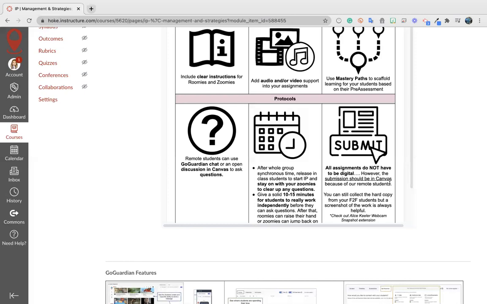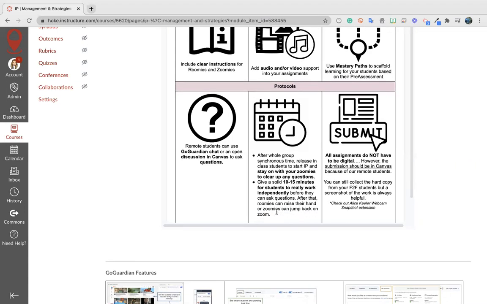And then one other thing Karen and I were talking about is give kids a solid 10 to 15 minutes to really work by themselves. So after you release them for independent practice, let them be independent. No questions during that time. Let them have that productive struggle. And then after that time, you can have your Zoom back up. And if a kid at home is struggling, they can pop back in, or kids in class can raise their questions. But it lets you reset. It lets you get the materials you need, know if you're calling groups, and it lets kids have that productive struggle.